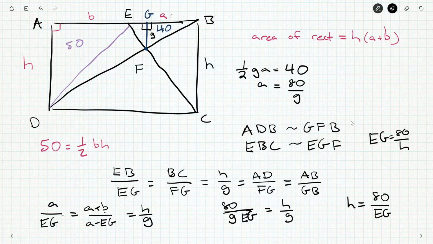But that doesn't help me a whole lot because I don't really care for EG times H being equal to 80. I want H times A. But I guess that is some sort of progress. We got G out of there a little bit. And we also have B is 100 over H.